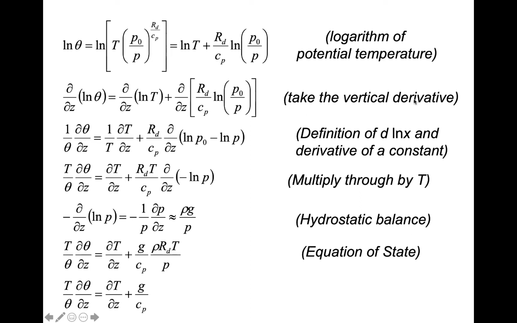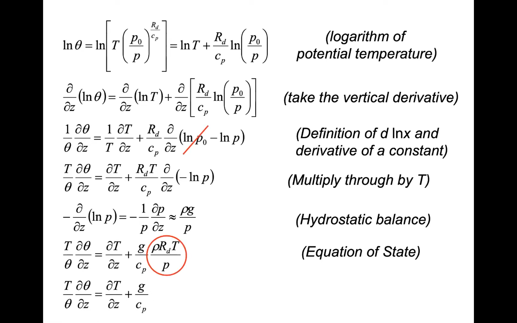We're now going to take the vertical derivative of this, so d by dz, on both sides. We're going to use the definition of the derivative of log x and the derivative of a constant and rewrite this equation in this form. We're going to multiply through by T. We're going to use the hydrostatic balance and the equation of state. We're going to arrive down here at the bottom of this equation, which is that T over theta, d theta dz, is equal to dT dz plus g, gravity, over C_p, and this is a constant.